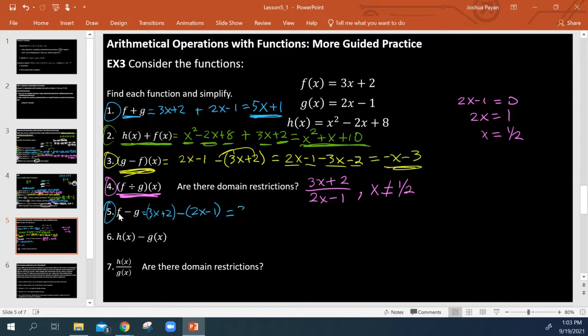Okay, so I don't need the parentheses on the left, but I do need them on the right so that I can distribute the minus. So negative 2x, that's what I got there, and positive 1. Combine like terms: 3x minus 2x is just x, plus 2 plus 1 plus 3. So x plus 3 is equal to f minus g.